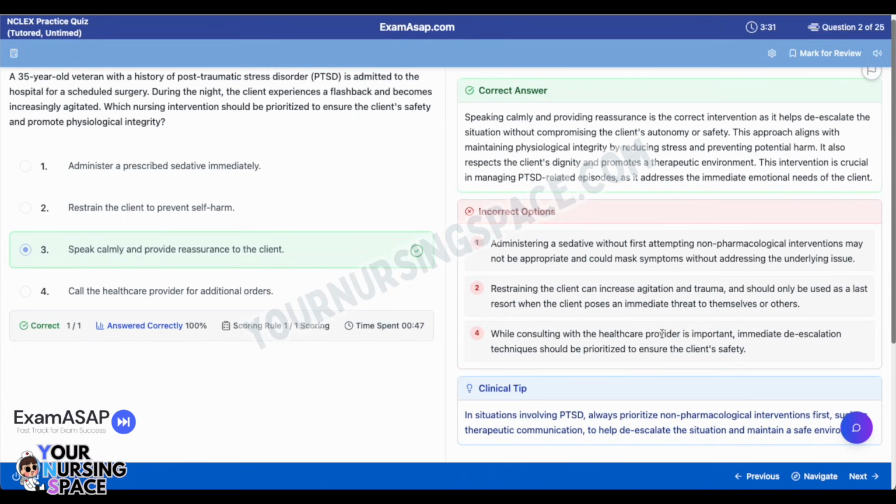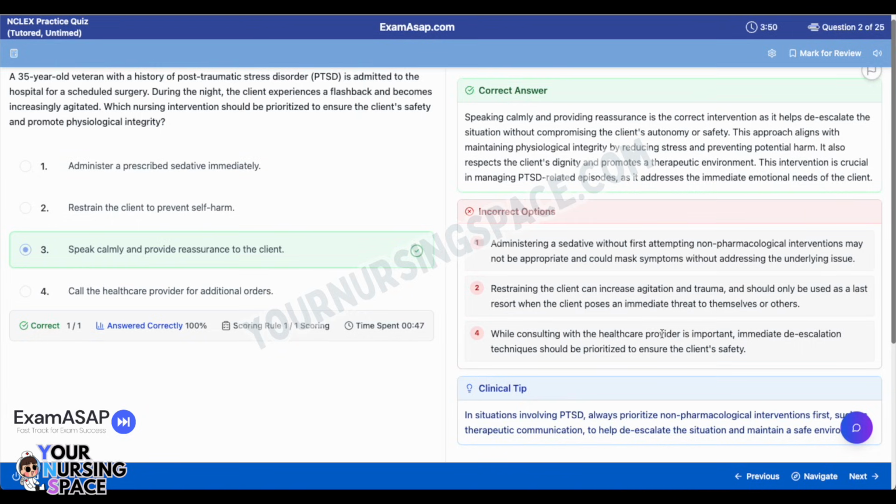This approach aligns with maintaining physiological integrity by reducing stress and preventing potential harm. It also respects the client's dignity and promotes a therapeutic environment. This intervention is crucial in managing PTSD-related episodes, as it addresses the immediate emotional needs of the client.